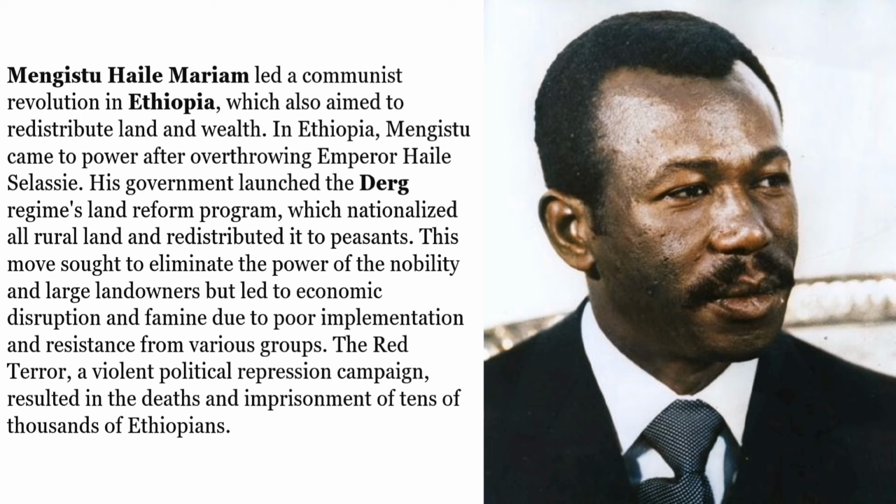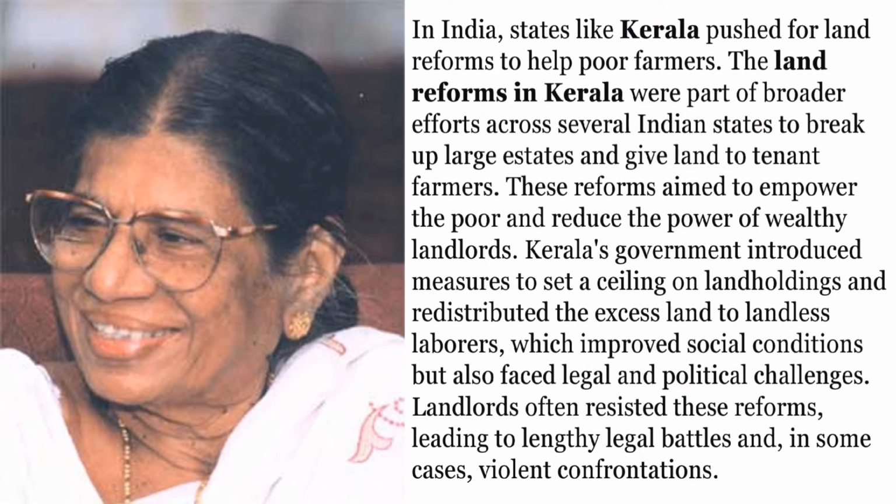The Red Terror, a violent political repression campaign, resulted in the deaths and imprisonment of tens of thousands of Ethiopians. In India, states like Kerala pushed for land reforms to help poor farmers. The land reforms in Kerala were part of broader efforts across several Indian states to break up large estates and give land to tenant farmers. These reforms aimed to empower the poor and reduce the power of wealthy landlords.